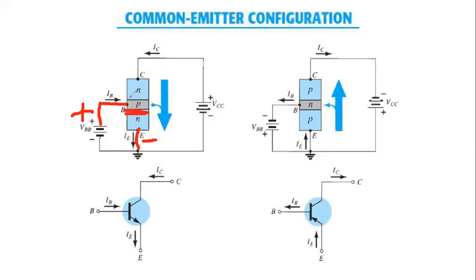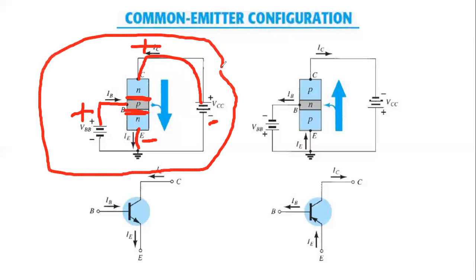Similarly, this junction is the collector base junction, and we need to make this junction reverse biased. So if we want to make it reverse biased, we will connect N with the positive terminal and the P with the negative terminal. So you can see that this diode or this junction, the collector base junction, is reverse biased. So that's how we can make the transistor operate in the active region.